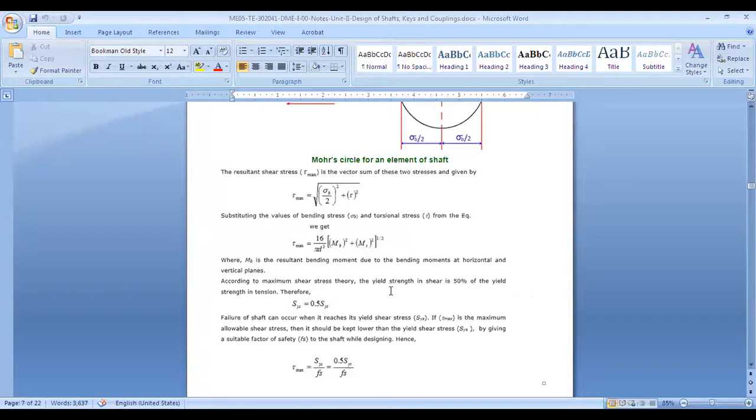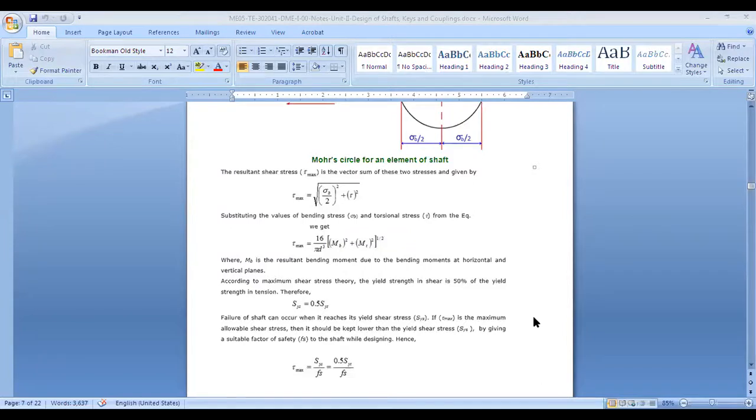Generally, for the shaft, we use maximum shear stress failure, and this equation governs that: tau max is equal to 16 upon pi d cube into root of Mb square plus Mt square. Here tau max is the maximum principal shear stress, Mb is the bending moment, and Mt is the twisting moment, that is torque.